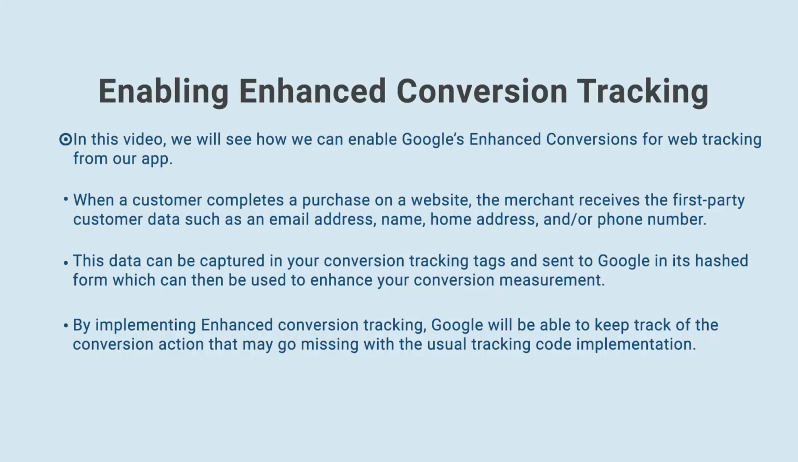In this video, we will see how we can enable Google's enhanced conversions for web tracking from our app. When a customer completes a purchase on a website, the merchant receives the first-party customer data, such as an email address, name, home address, and/or phone number. This data can be captured in your conversion tracking tags and sent to Google in its hashed form, which can then be used to enhance your conversion measurement.